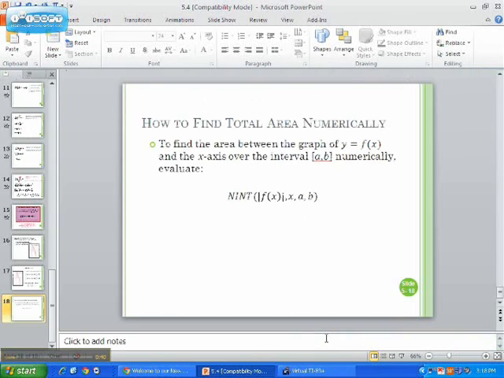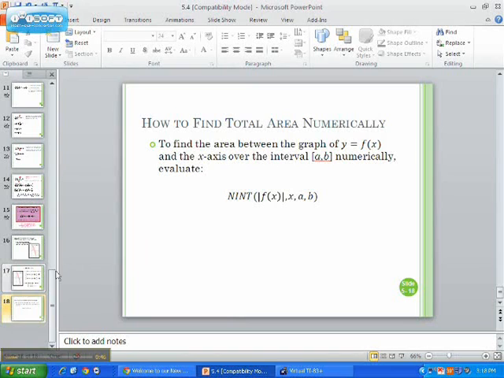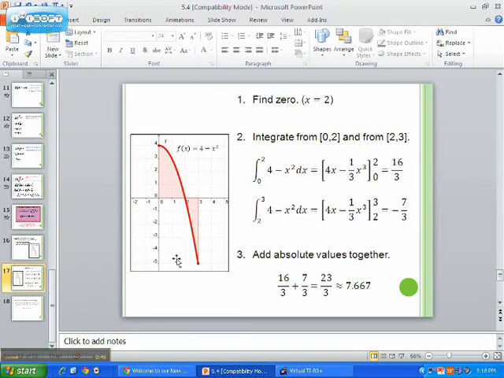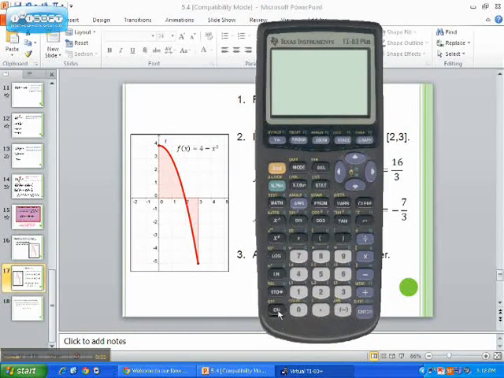So I have the calculator here. Let's do that previous example with the parabola question. If I put in here my home screen, we're going to put the function in. We're going to do the integral of the function with respect to x from 0 to 3. This will give me my net area, which is 3.